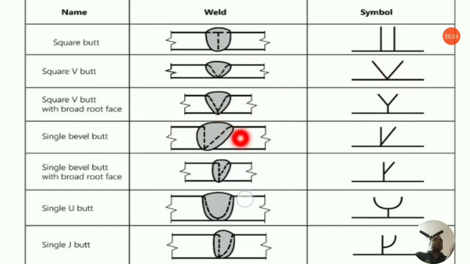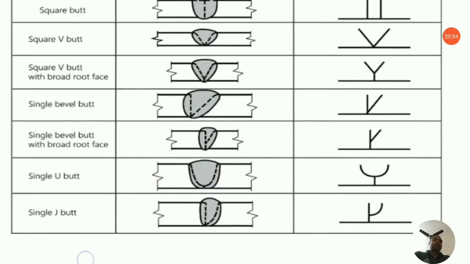These symbols all come from the American Welding Society, AWS. This is square V butt with broad root face, as you can see over here. This symbol looks like a Y. Previously it was V, that is a single V butt. Next is your single bevel butt. Next is your single bevel butt with broad root face. Next is your single U butt, similar to U. Next is single J butt. So J is this one.